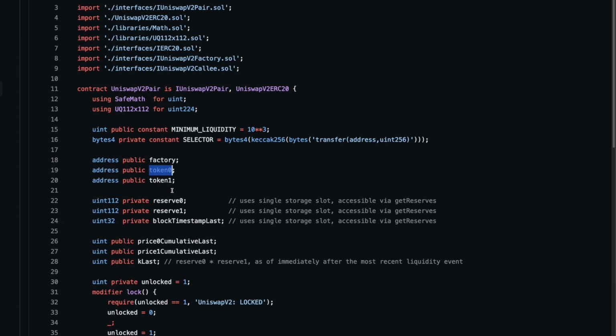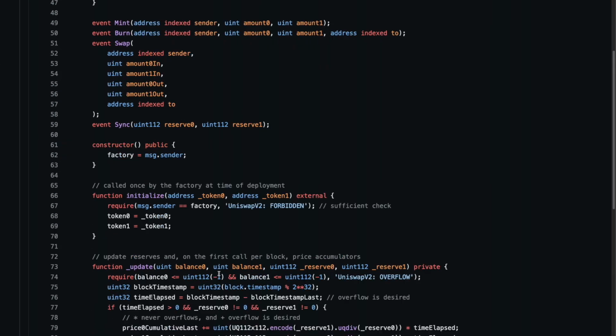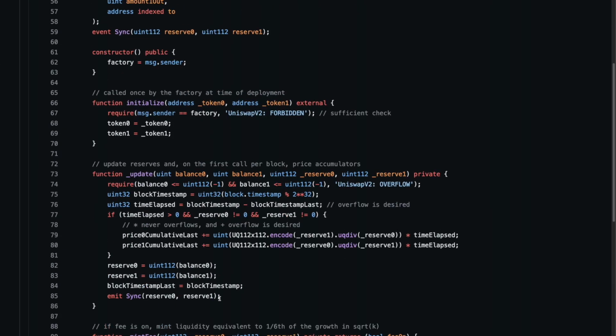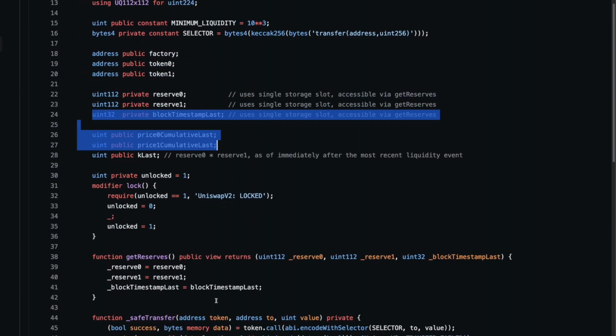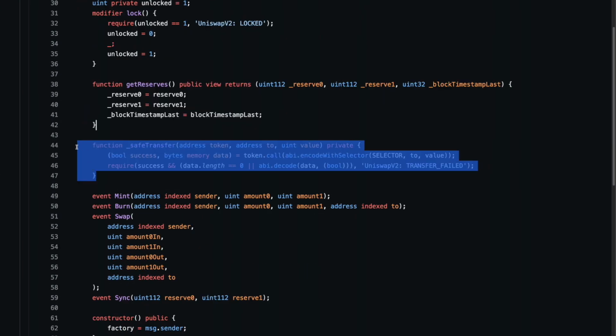This is very important. The reserve 0 and reserve 1 is the tracked balance of the pool. So it doesn't represent the balance of, but it represents what is being tracked so far. We're not gonna be using these three, as these are used in some functions that we don't mind for now, and some getters like get reserves and safe transfer.